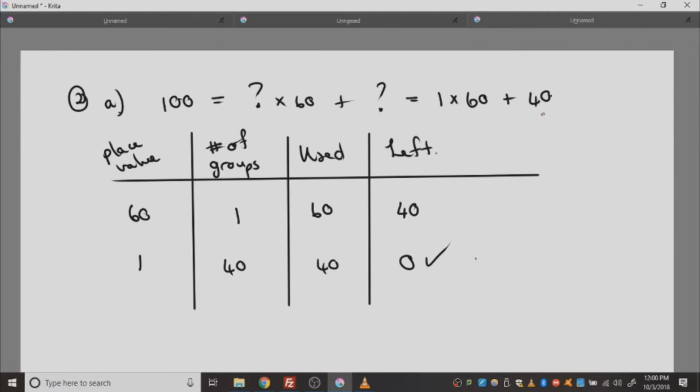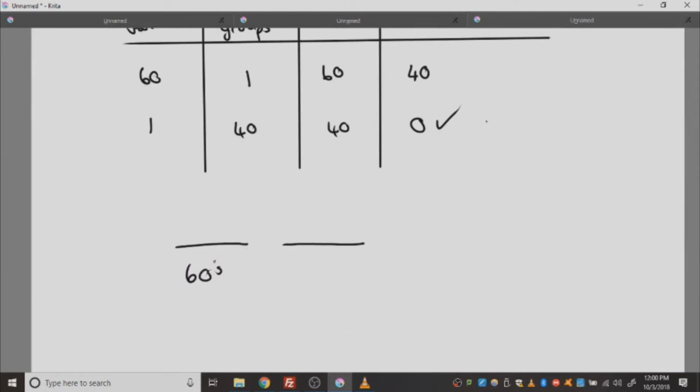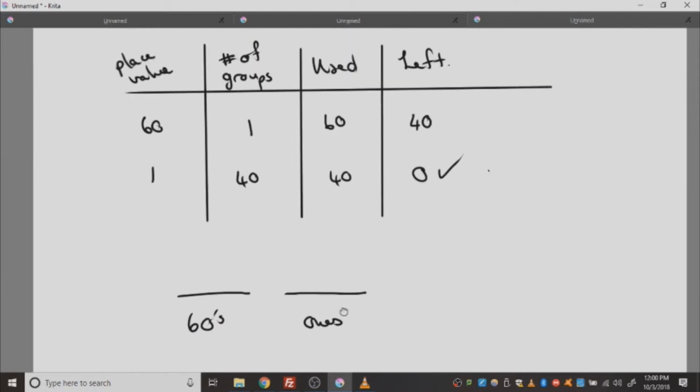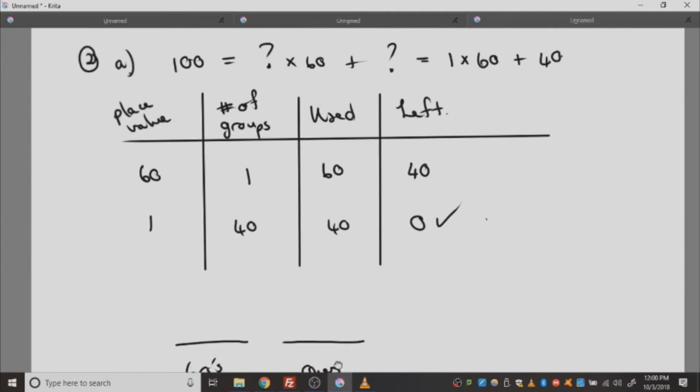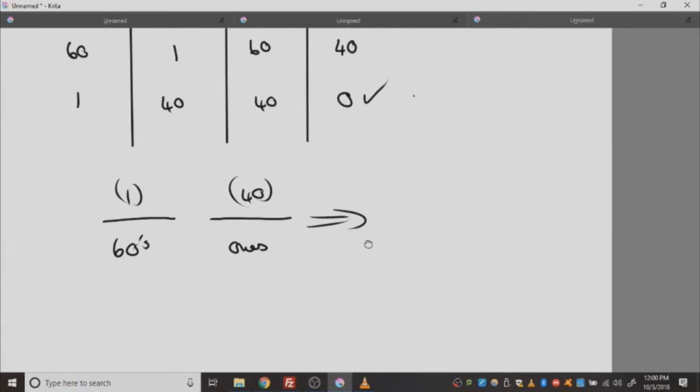Now, when the numbers get bigger, the table may or may not help you. It's totally optional. You don't have to do it. So again, now I have two places, counting 60s and counting 1s or leftovers. So we said it was one group of 60 and 40 1s, implying my Babylonian number: 1 and 40, with a space between them.